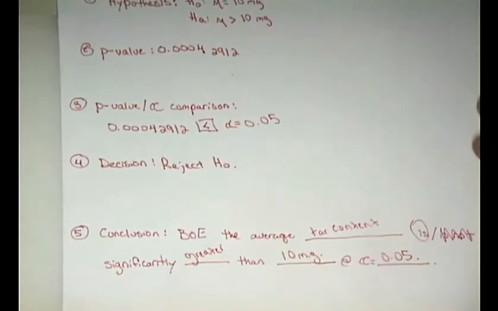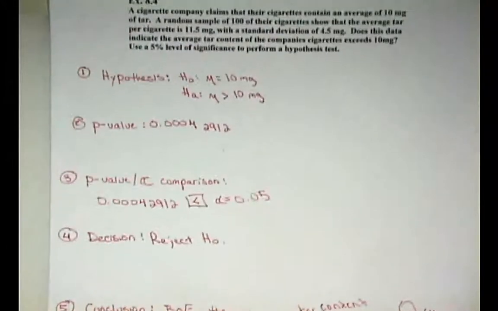And that is how you do the p-value method using your calculator. It is a 5-step process as well. However, there's a lot less calculating to do on your part.